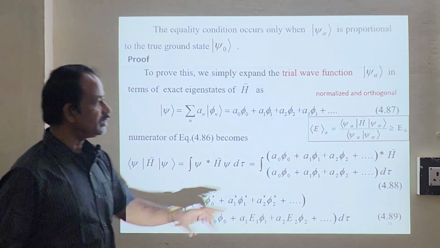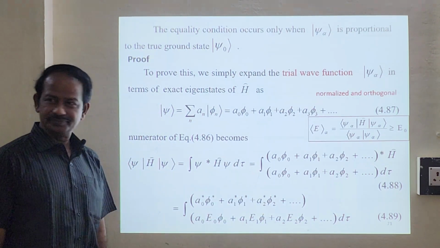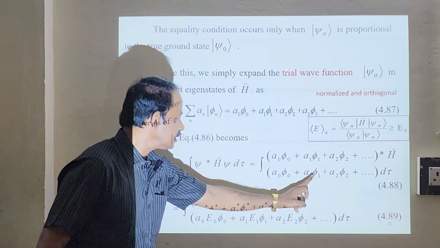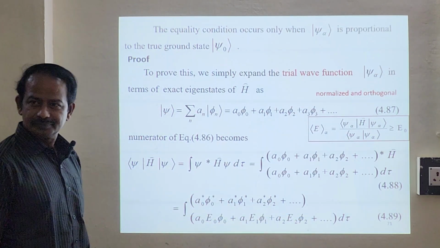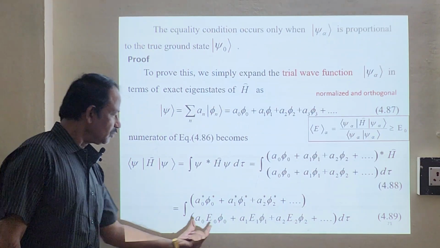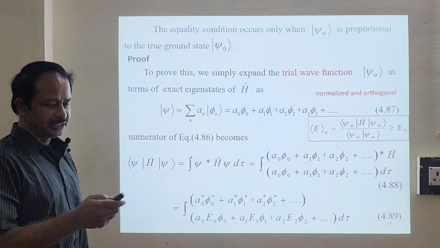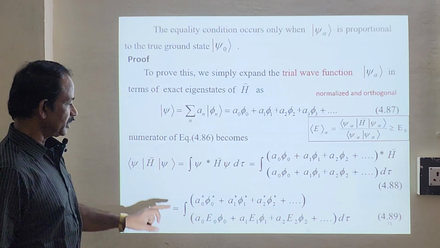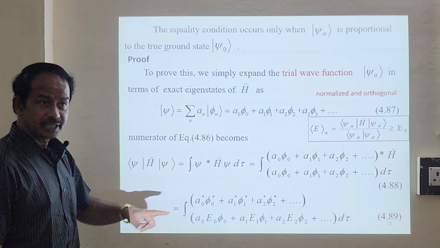Now we know that H operating on phi naught will give us E naught phi naught, by the eigenvalue equation, and similarly H operating on phi 1 will give us E1 phi 1, and so on. Is it okay? Fine. Now E0 is a constant, E1 is a constant, E2 is also a constant, so I can pull them out. To pull them out, you have to multiply these two terms, so I am going to multiply and pull it out.